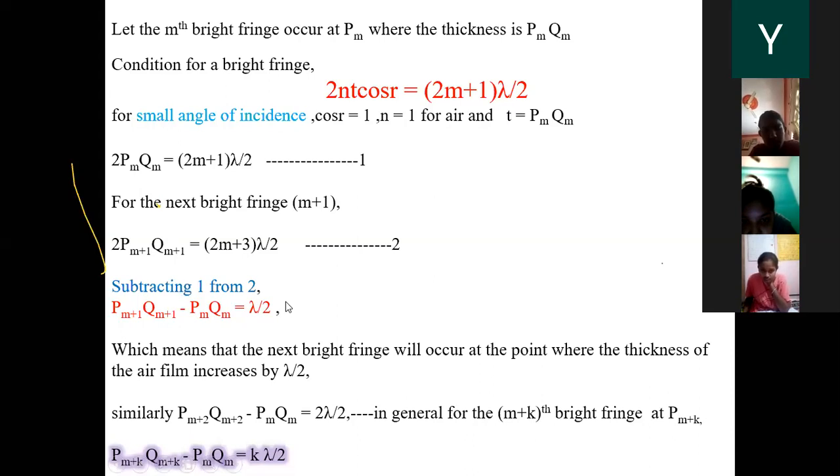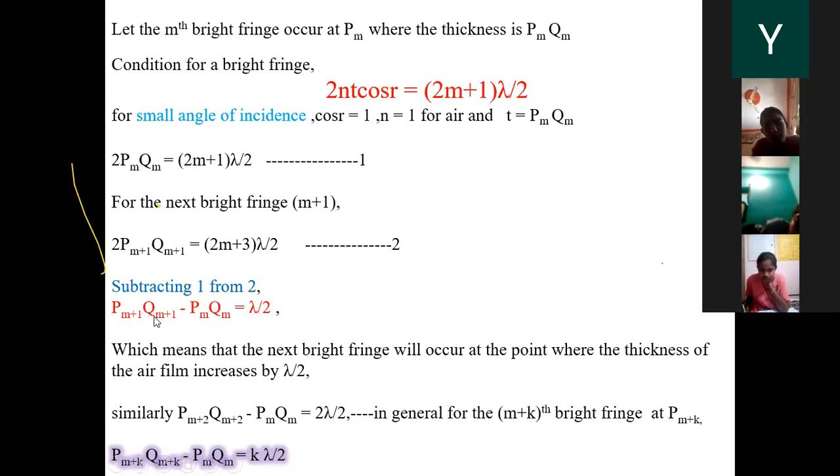I'll repeat. Equation 1, mth bright fringe. Equation 2, m plus 1th bright fringe. The difference between the m plus 1th and mth bright fringe is lambda by 2. What is lambda? Lambda is the wavelength of the source that we have used. And therefore, half the wavelength corresponds to the difference between two successive bright fringes.